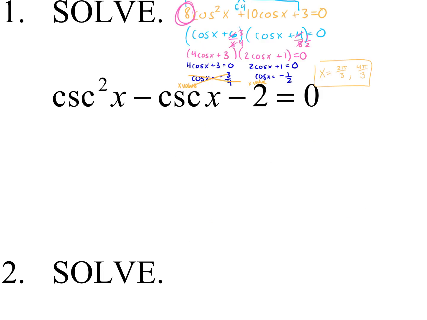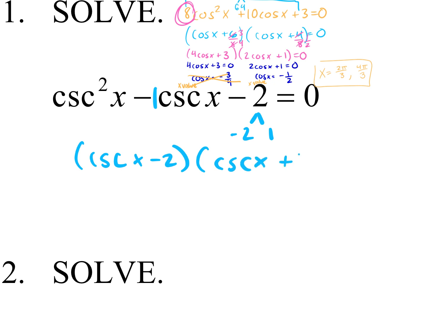What should I do first for 11? Factor. So what are two factors of negative 2 that add to negative 1? Negative 2 and positive 1. So we have cosecant minus 2 and cosecant plus 1. What would we do next? Set them equal to 0. So cosecant minus 2 is equal to 0 and cosecant plus 1 is equal to 0.